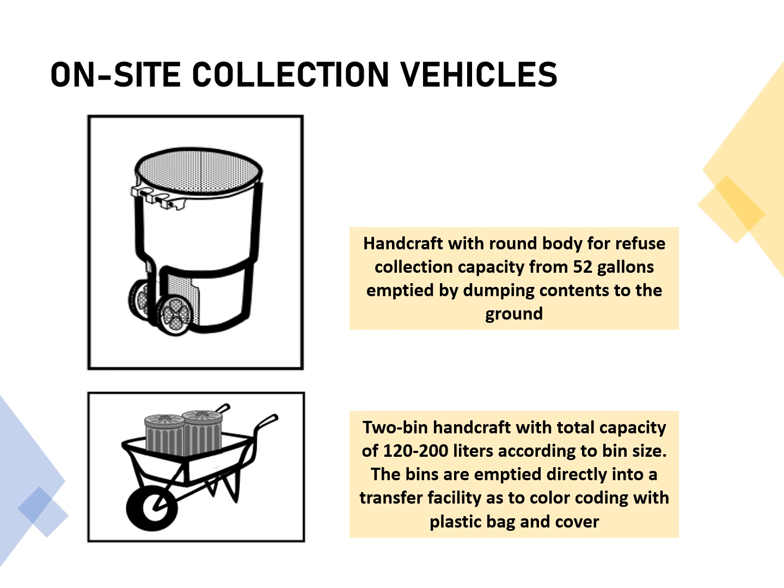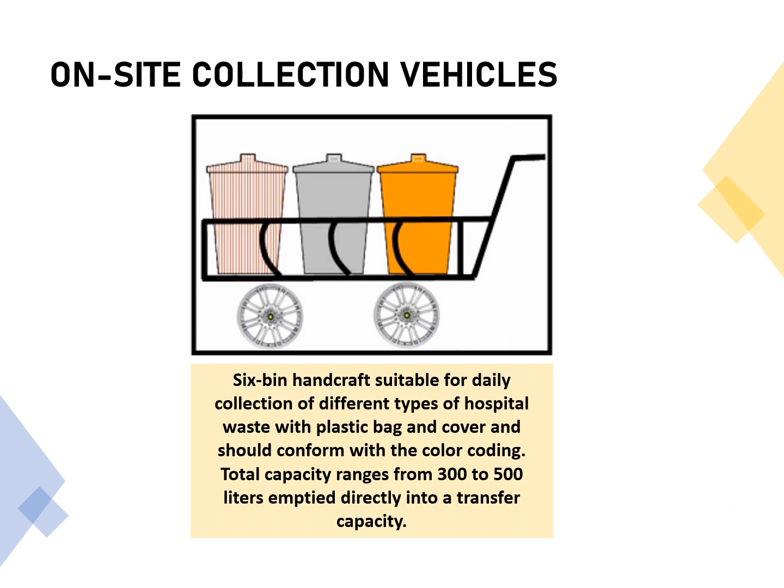And then we also have the two-bin handcart with total capacity of 120 to 200 liters depending on the size of the bin, and the bins are emptied directly into a transfer facility, color coded with plastic bag and cover. Another on-site collection vehicle is this 6-bin handcart suitable for daily collection of hospital waste with plastic bag and cover, and the linings inside each bin should conform with the color coding, or the trash being disposed inside the bin should conform to the color of the lining or the bag.